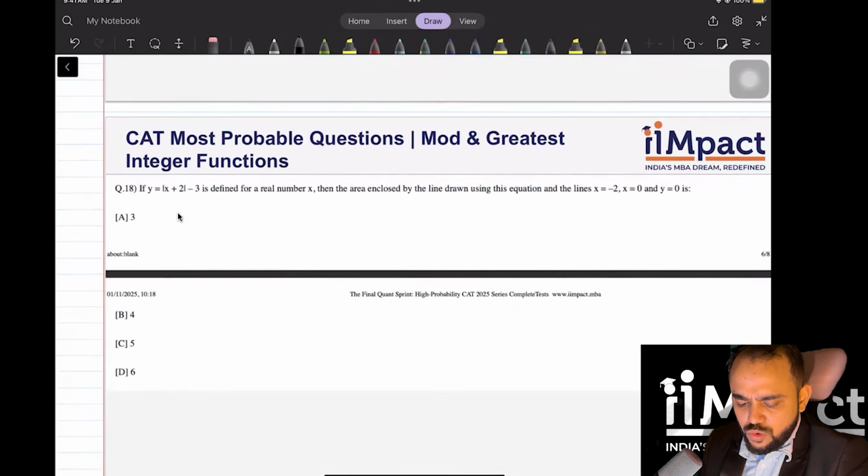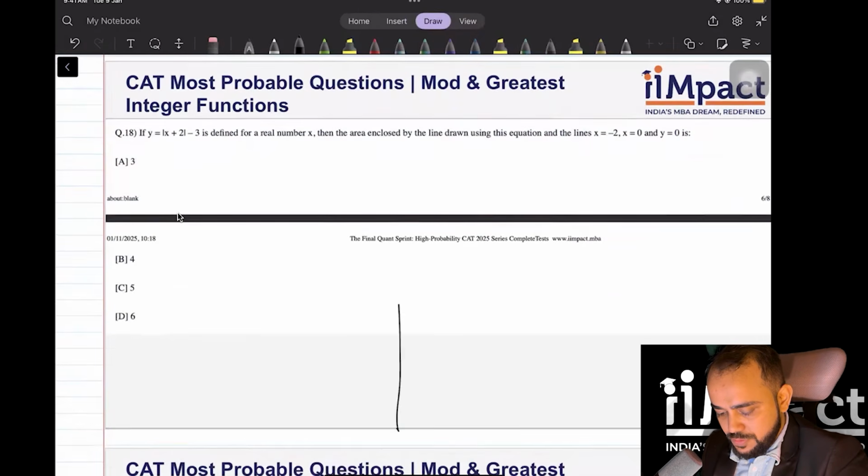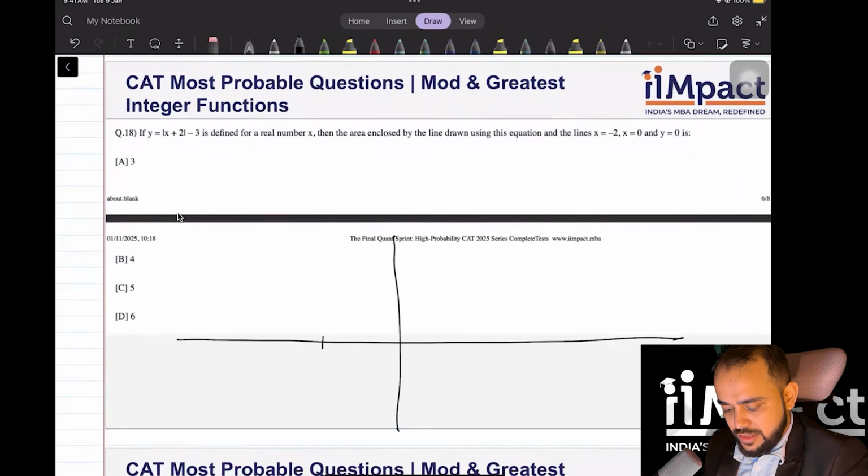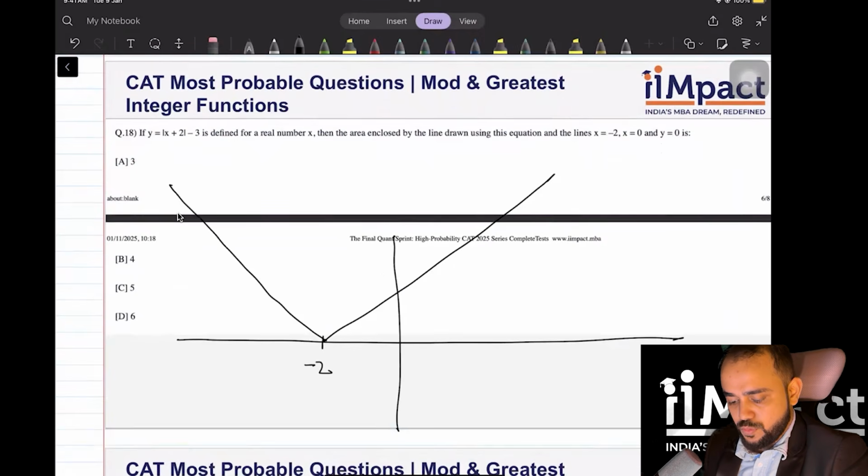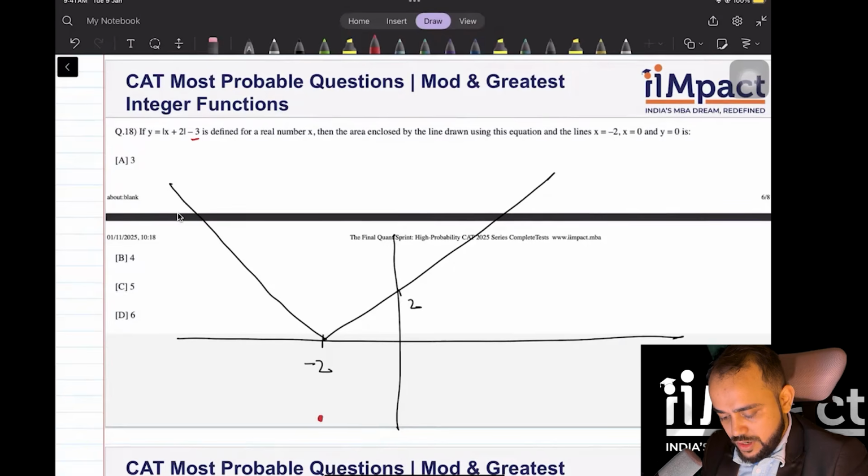Mod y is equal to mod x plus 2 minus 3. Area enclosed by the line drawn using the equation and the lines. So I will have to first make the graph. So x is equal to minus 2. This is going to be something like this. Slope is 45. So this entire thing is 2. Now I'm shifting my graph downwards by a height of 3, which is where this 3 is coming from. So I will go here.